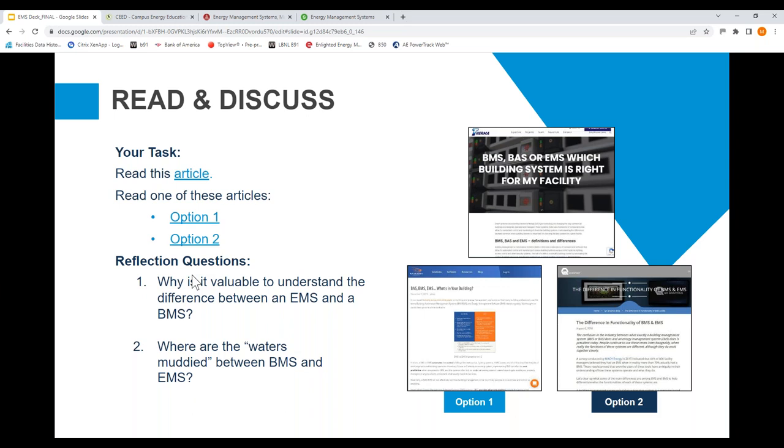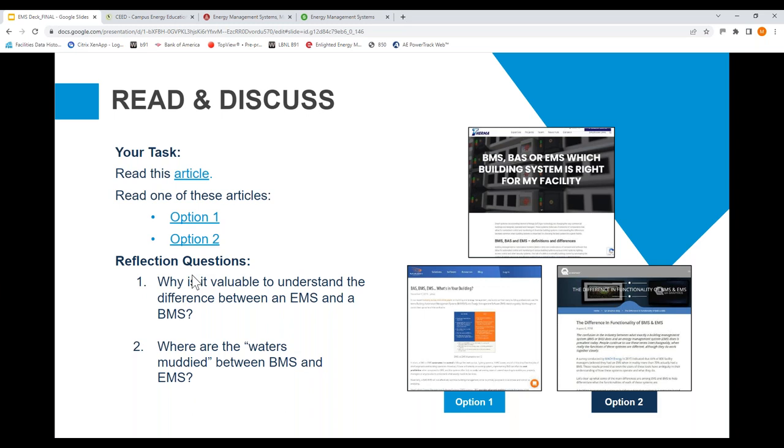You don't have to read both, but pick option one or option two, and read that. Hopefully we're going to come back and talk about BMS versus EMS, not only what the difference is, but why it's important to understand the difference. We also have some reflection questions to think about while you're reading. Why is it valuable to understand the difference, and where are the waters muddied between a BMS and EMS? And we'll have a little poll afterwards.